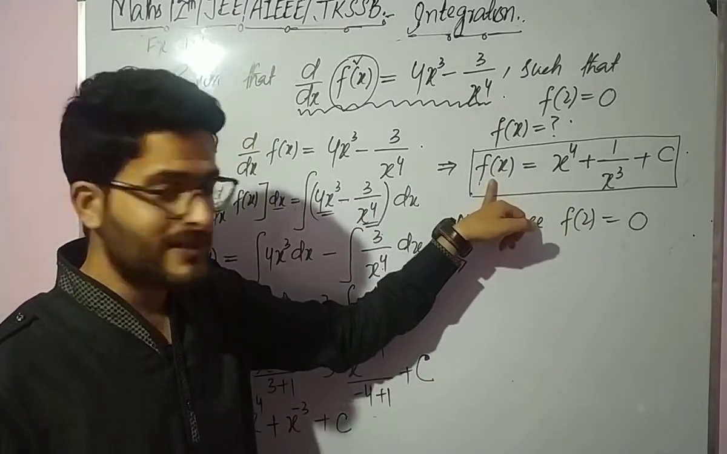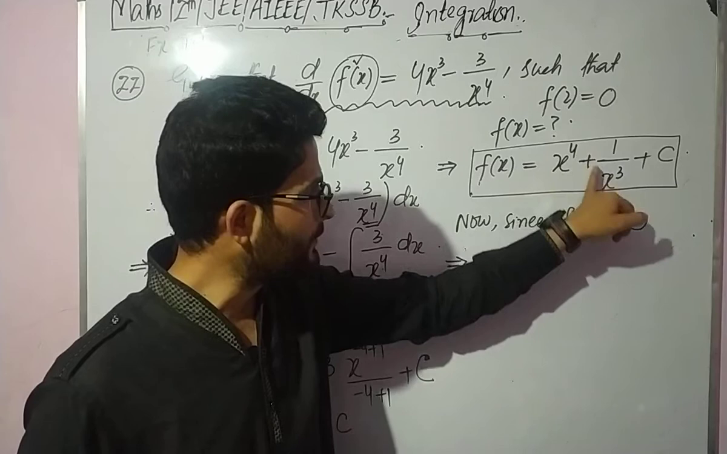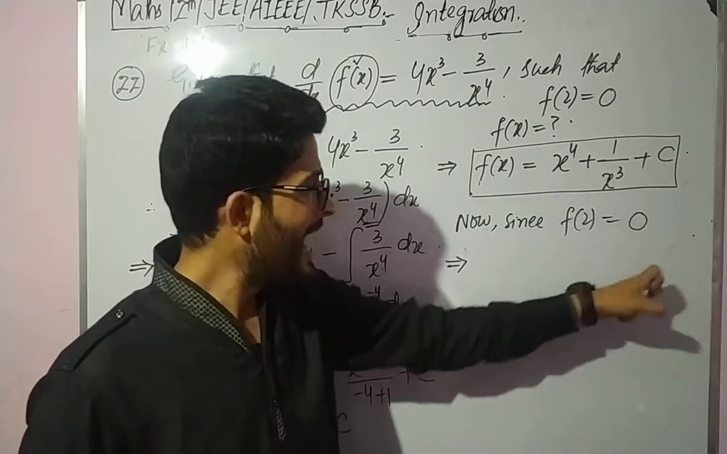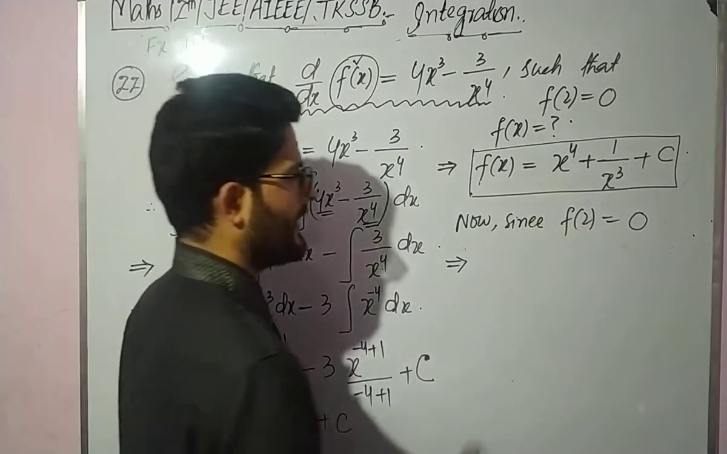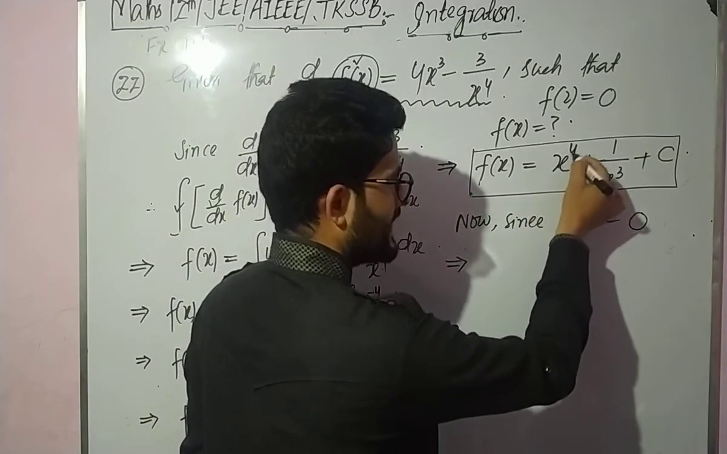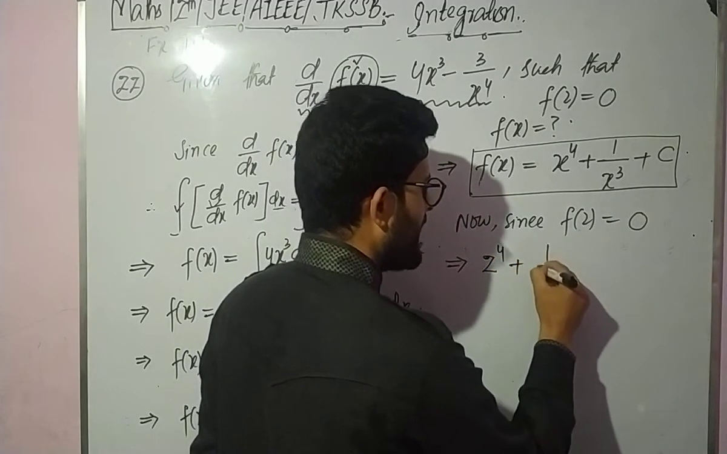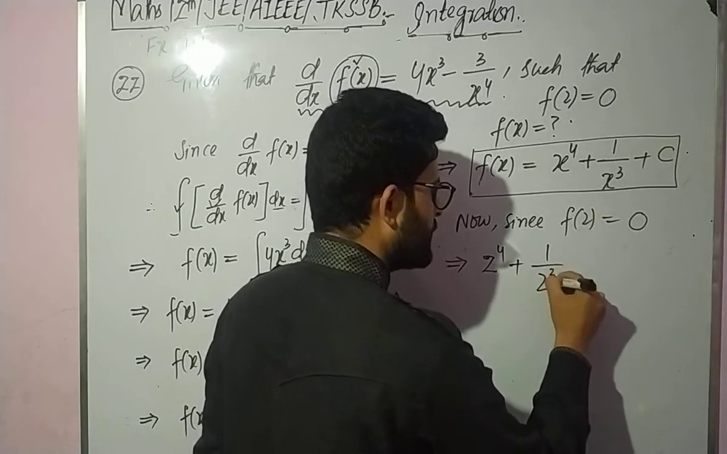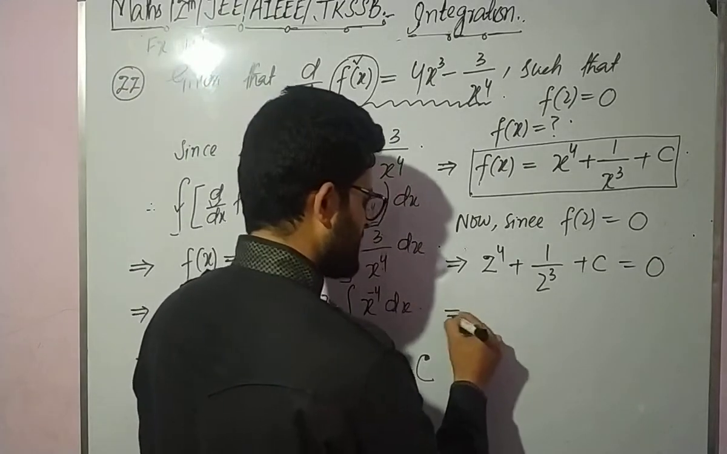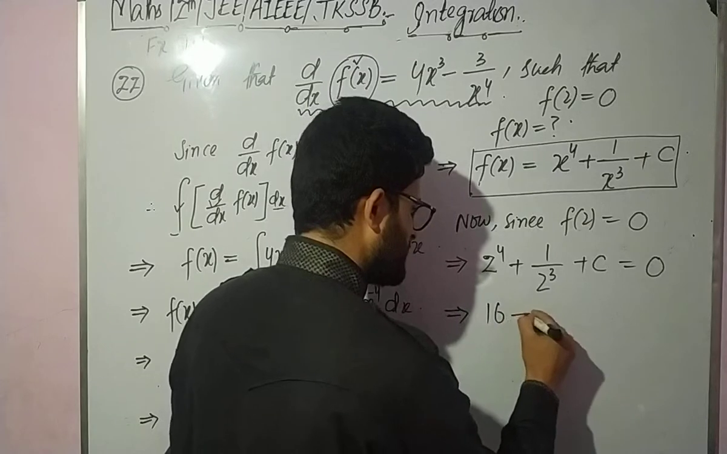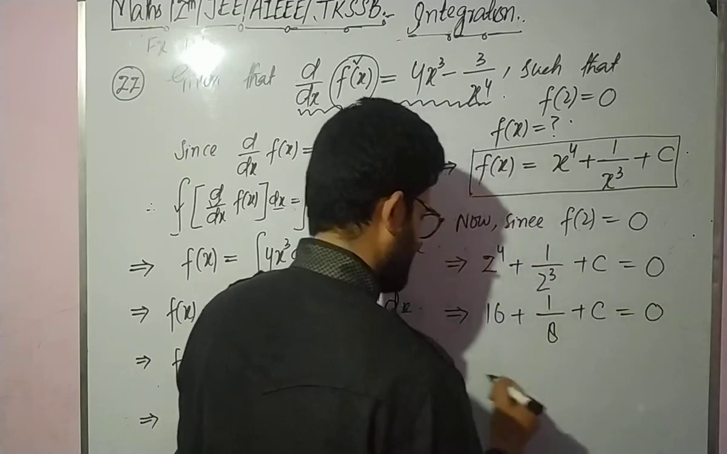In case of f of x, the input is x, and in case of f of 2, the input is 2. So the input here is x, the output is x raised to the power 4 plus 1 by 3 x raised to the power 3 plus c, right? And the output will change. Instead of x, we should have 2 there. So what will it become? Instead of x raised to the power 4, 2 raised to the power 4, plus 1 upon x cube, that is 2 cube, plus c must be equal to 0, right? This can be further written as 2 raised to the power 4 is 16 plus 1 divided by 2 raised to the power 3 is 8 plus c, and that's equal to 0.